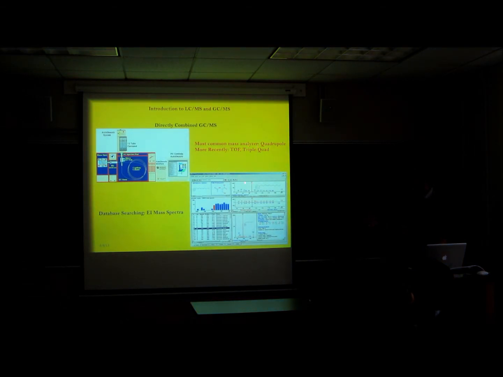GCMS I spoke about a little bit, and the power of doing EI mass spectra using GCMS is that you get these fragmentation patterns and fingerprint mass spectra by EI of different compounds that are very characteristic of that compound. You can then do database searches with Wiley or NIST and get identifications of unknowns based on that very unique pattern.